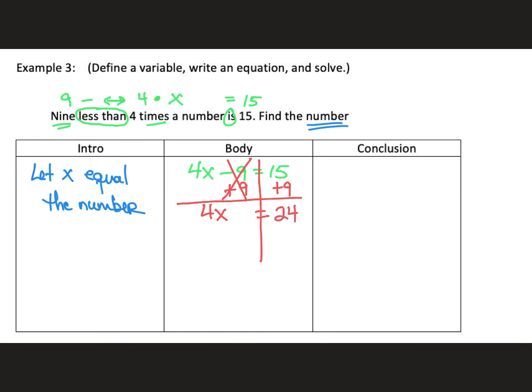X is still not by himself, so we're going to remind ourselves that 4 and x are sitting next to each other. That is multiplying each other. So then we are going to divide. The opposite of multiplication is division. 4 divided by 4 is 1, which leaves x by himself. Grab our calculators: 24 divided by 4, and that answer is 6.